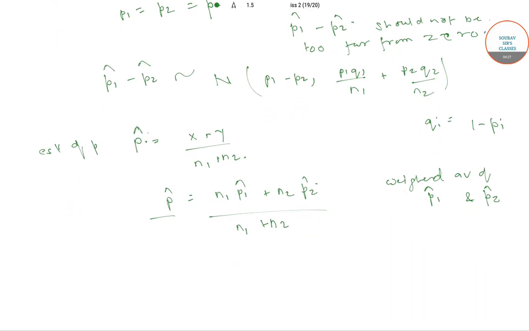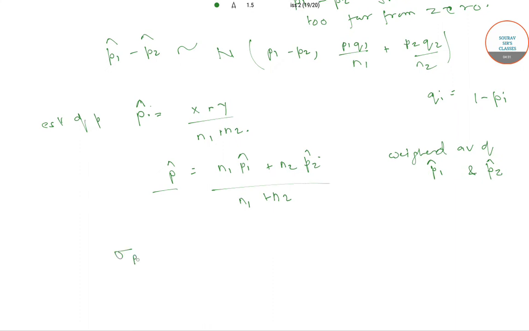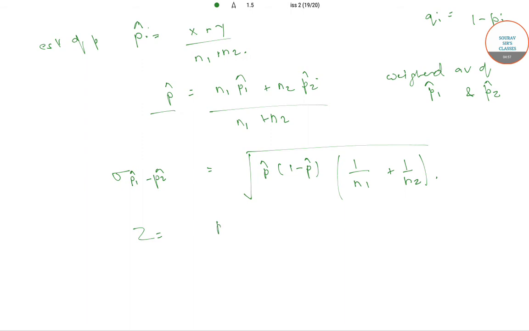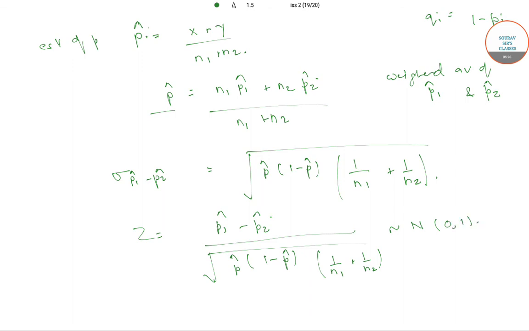Now the estimate of sigma of p1 cap minus p2 cap is equal to root over p cap into 1 minus p cap into 1 by n1 plus 1 by n2. So our test statistic z would be equal to p1 cap minus p2 cap divided by square root of p cap into 1 minus p cap into 1 by n1 plus 1 by n2. This would follow normal distribution with mean 0 and variance 1, under H0.